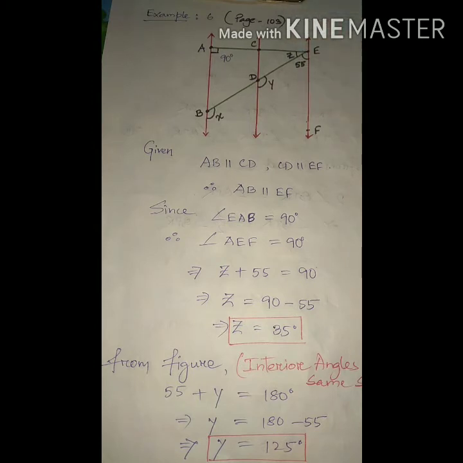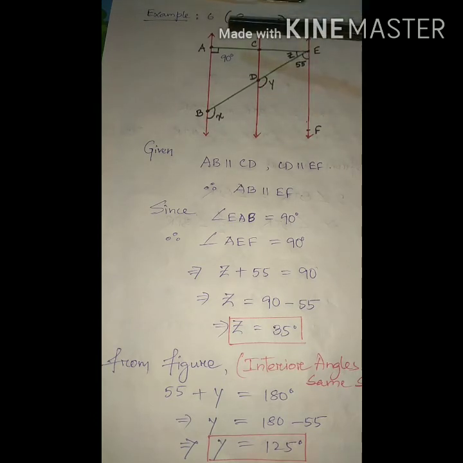Actually this question is very important from an examination point of view, so that's why we have drawn it here. Now first of all, what is given? AB, CD and EF, these three are lines, and the condition is that AB is parallel to CD, and CD is parallel to EF.